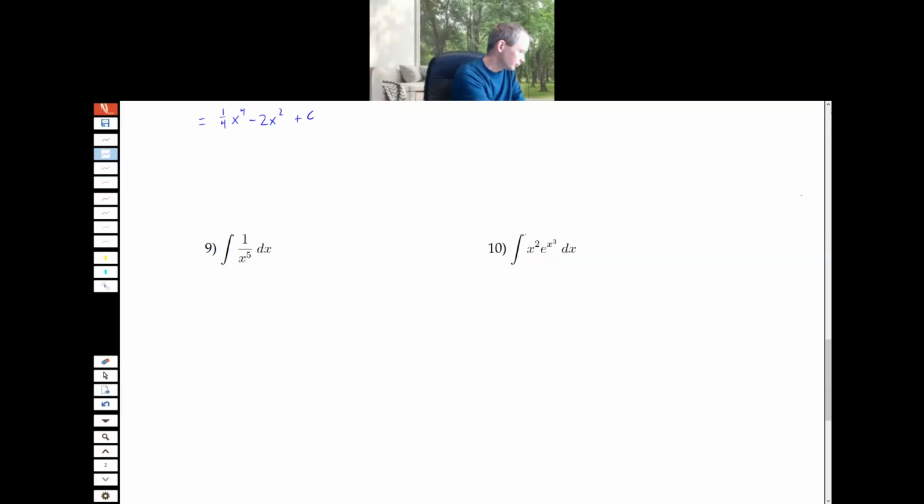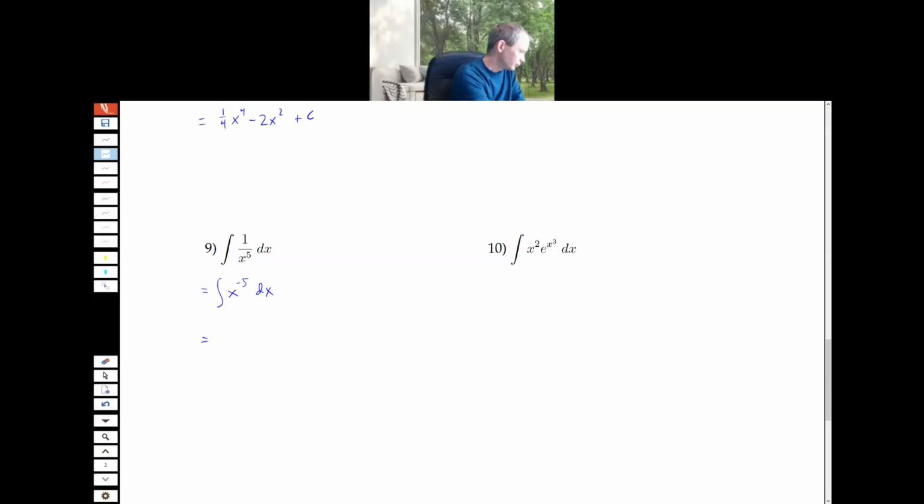Okay, let's go through these two. These two shouldn't be very challenging. Once you rewrite number 9, it should go fairly quickly. So when we had roots, we wrote them as fractional exponents. When you have an x in the denominator, you can write it as a negative exponent. So this is the integral of x to the negative 5th dx. And then again, I'm just going to use the power rule.